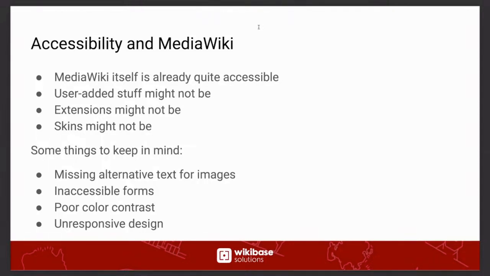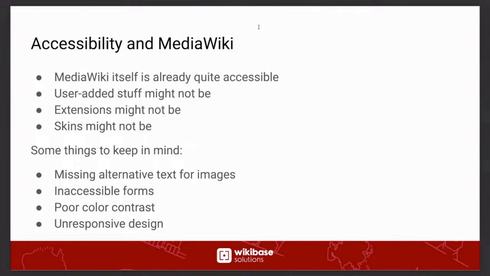So some things to keep in mind when developing extensions or writing some wikitext is you should always add alternative text for images. I very often see that that is not the case. And that is easily done by just adding an additional pipe and then alt equals, and then you can add some text, and then that will be available to a person who is not able to see the actual image.